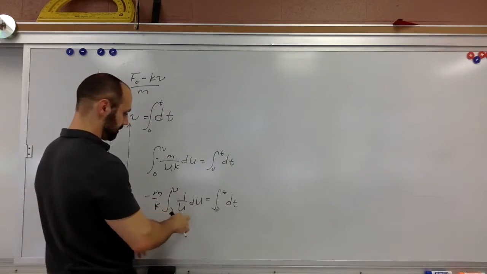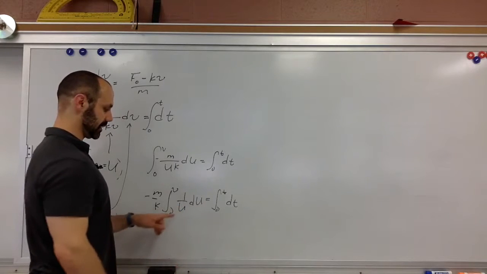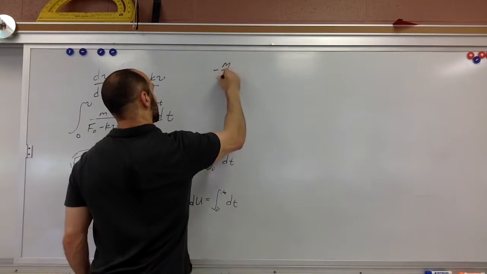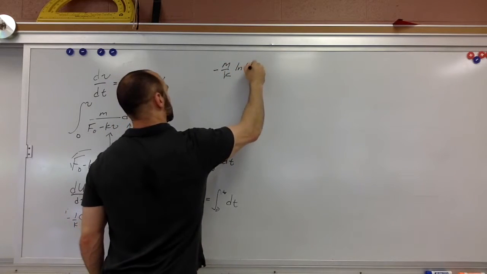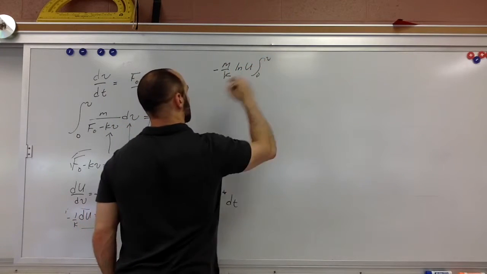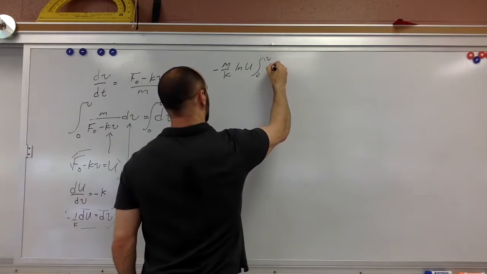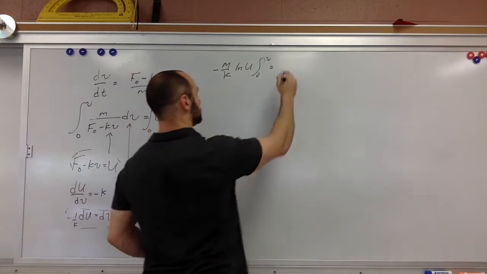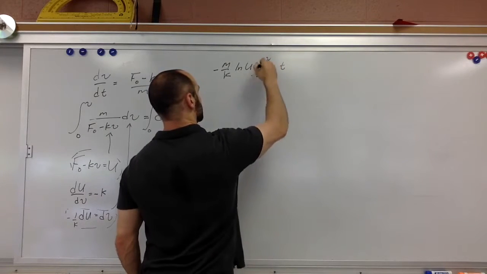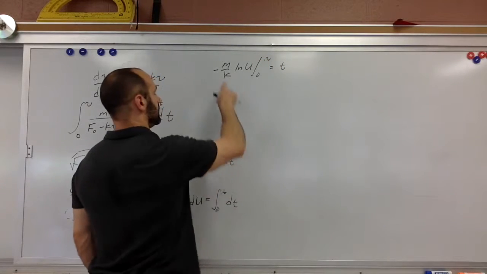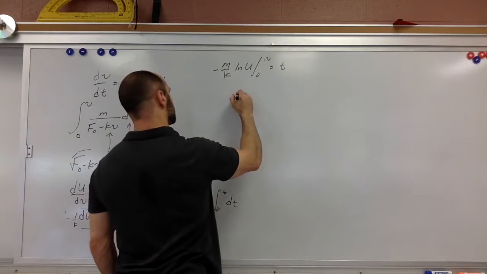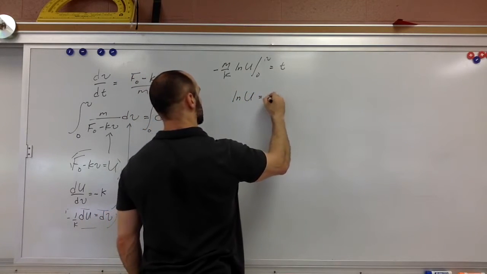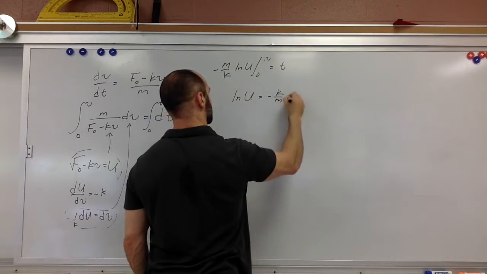Let me move up here now. Now I can do this. I know this is natural log of u. So this becomes negative m over k, natural log of u, from 0 to v. And then this equals t. Sorry, that shouldn't be that simple. It would be this, from 0 to v. Now I'm going to bring this over to here. So I've got natural log of u equals negative k over m times t.